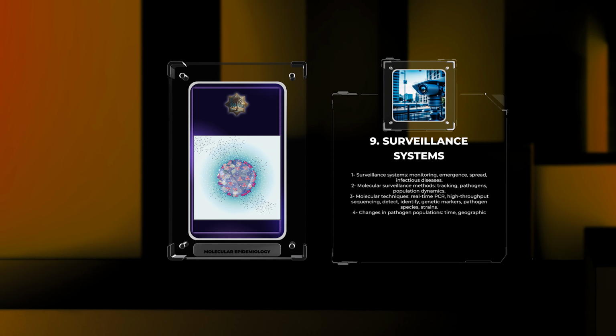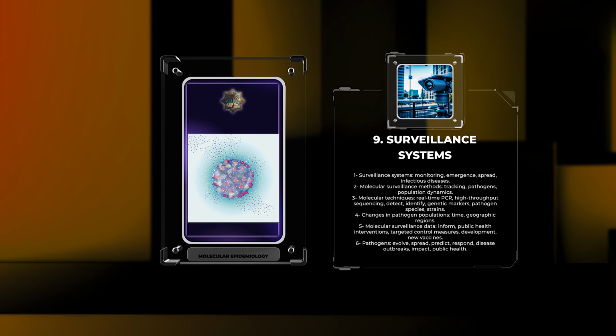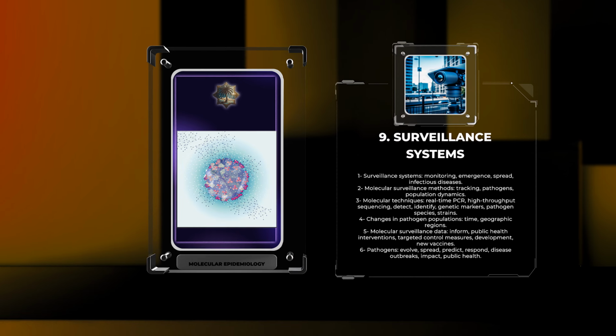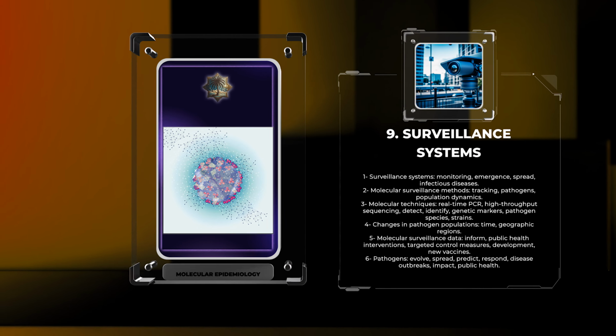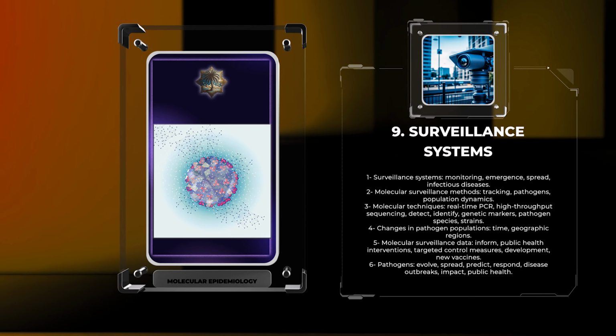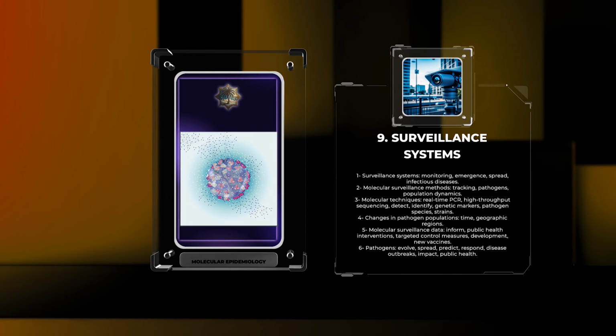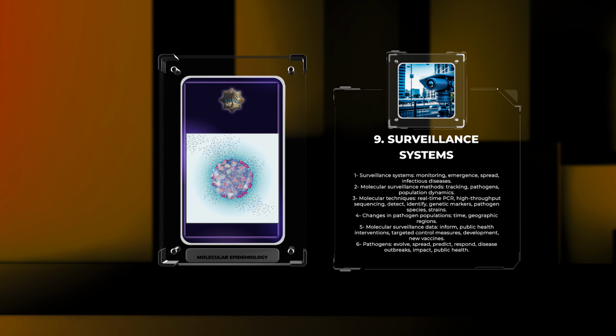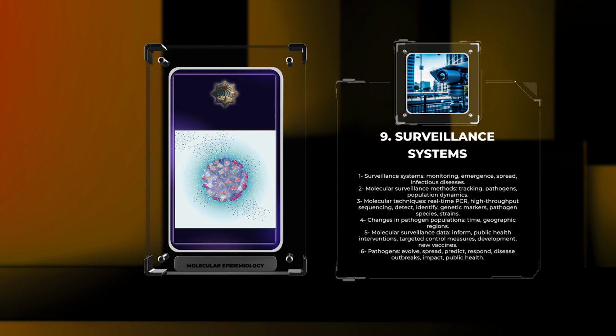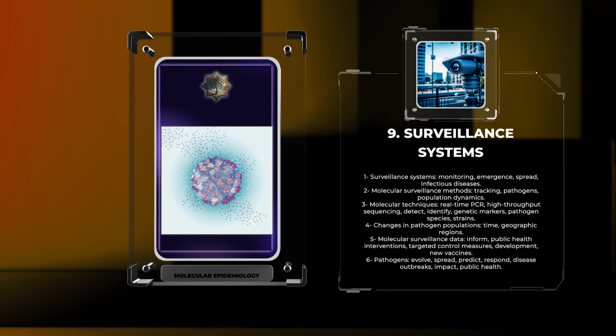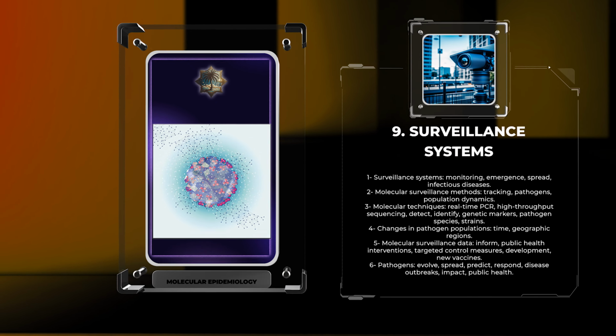Surveillance systems play a crucial role in monitoring the emergence and spread of infectious diseases. Molecular surveillance methods provide a powerful tool for tracking pathogens and understanding their population dynamics. By deploying molecular techniques, such as real-time PCR or high-throughput sequencing, we can detect and identify specific genetic markers associated with pathogen species or strains.